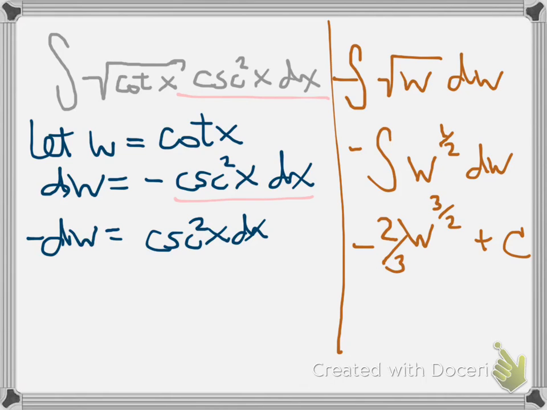And the last thing I need to do is just go ahead and substitute back in place of w, cotangent of x. So it would be cotangent of x raised to the 3/2 power, all that times negative 2/3, and then, of course, plus c. So that's the answer for that one. And again, you can check by taking the derivative of this result and seeing that we got the integrand above.